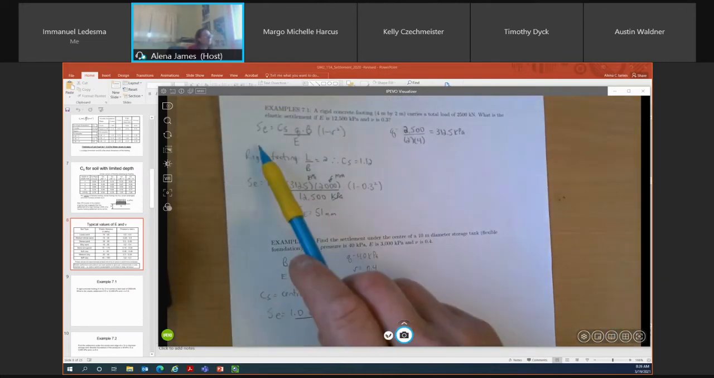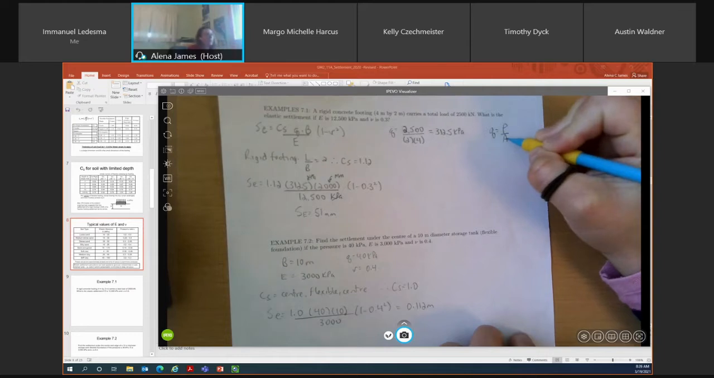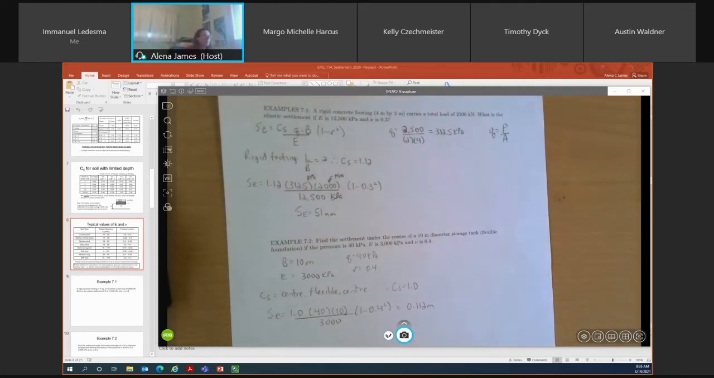So your elastic settlement is equal to your factor times your pressure, so your Q value, times the smallest dimension of your footing divided by your elastic modulus times 1 minus your Poisson's ratio squared. So you'll notice in this problem here, your Q value wasn't provided, but your load in kilonewtons was provided. So we know that we can convert our load in kilonewtons to a pressure by using Q is equal to P divided by A. So we know P is 2,500 kilonewtons, and we know the area of our foundation is 4 meters by 2 meters. So if we go 2,500 kilonewtons divided by 8, the pressure that's being applied to the foundation area is 312.5 kPa.